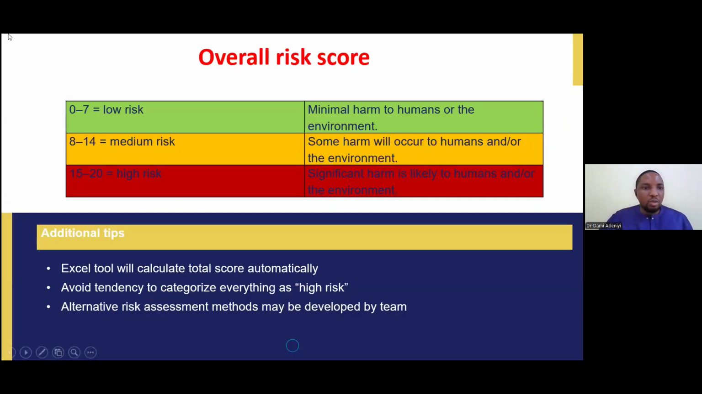And then you add the severity score and the likelihood of occurrence. Of course, the maximum you can get is 10 and 10 on both sides, which is 20. When you add both scores, if your total falls between 0 and 7, it is low risk, meaning there's minimal harm to humans and the environment. Then you have medium, which is 8 to 14, and then 15 to 20 if it would lead to significant harm to humans or even the environment.